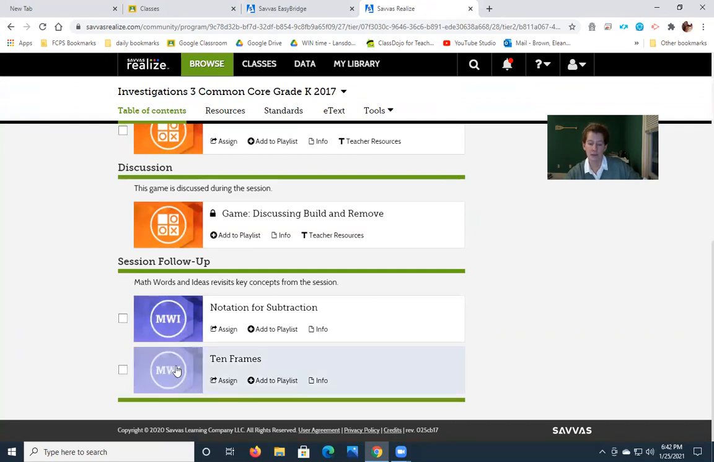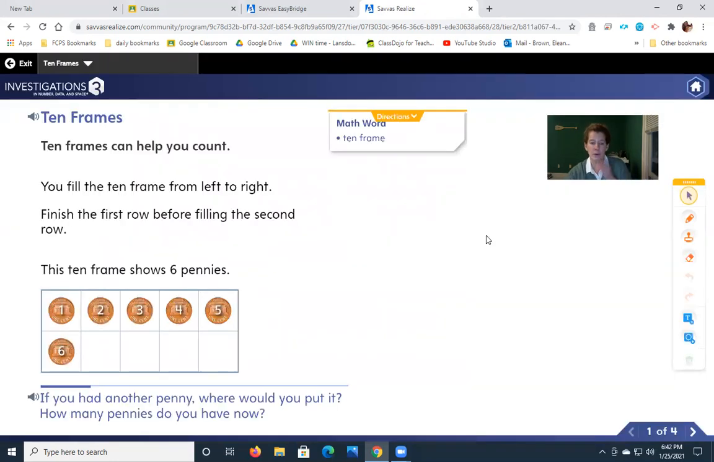Now let's review 10 frames. We're going to be using both of these if we do the hands-on way. 10 frames. Math word, 10 frame. 10 frames can help you count. You fill the 10 frame from left to right. Finish the first row before filling the second row. This 10 frame shows 6 pennies. If you had another penny, where would you put it? How many pennies do you have now?